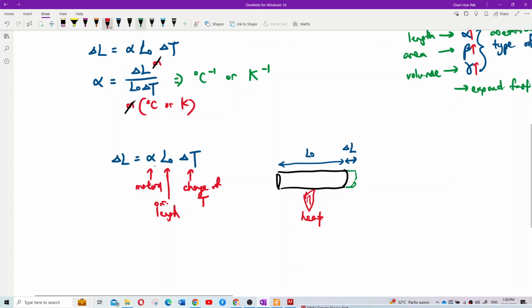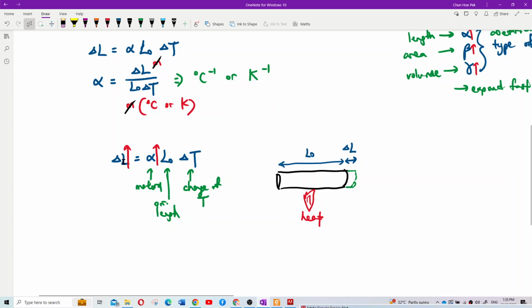Understand? So what does it mean? So it is based on material. If the material has the ability to expand very fast, if the material has a high alpha value, it means the change of length is also very high. If the material can expand very fast, it has a high alpha value, so the change of length is also a lot when heated up. Understood? Okay.